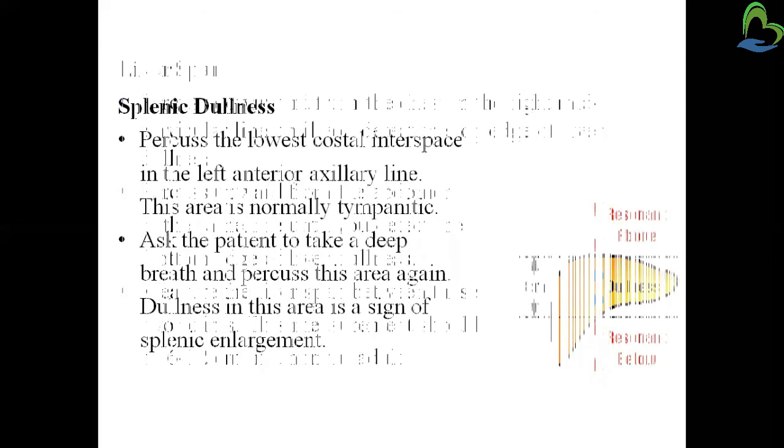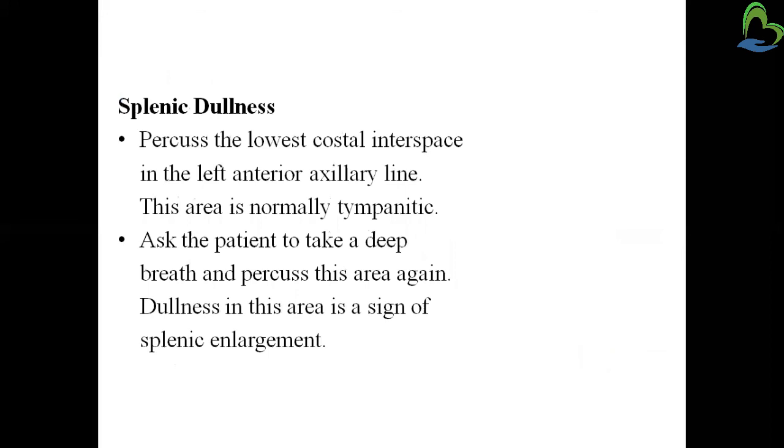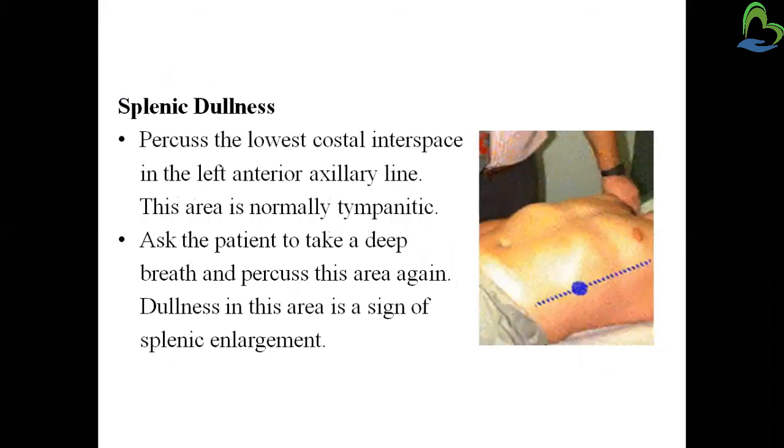If it is more than that, the person is suffering with hepatomegaly. The next is splenic dullness. Percuss the lowest costal interspace in the left anterior axillary line. This area is normally tympanic. Ask the patient to take a deep breath and percuss this area again. Dullness in this area is a sign of splenic enlargement, meaning the patient is suffering with splenomegaly.